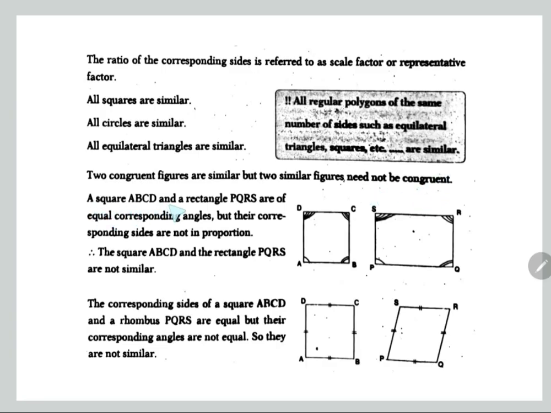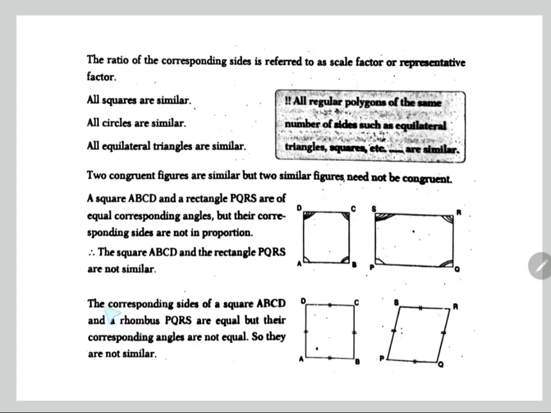A square ABCD and a rectangle PQRS have equal corresponding angles, but their corresponding sides are not in proportion. The square ABCD and the rectangle PQRS are not similar. This is a square ABCD and PQRS is the rectangle. Both are not similar because the sides are not in proportion. AD is proportional to SP, but AB is not proportional to PQ. So that's why these two figures are not similar.